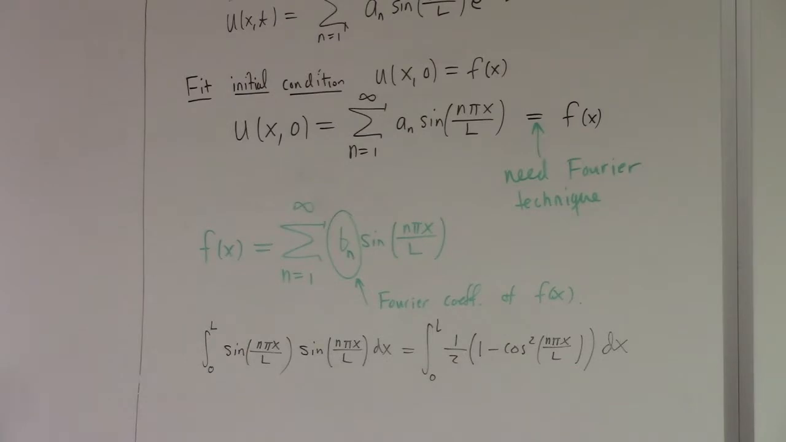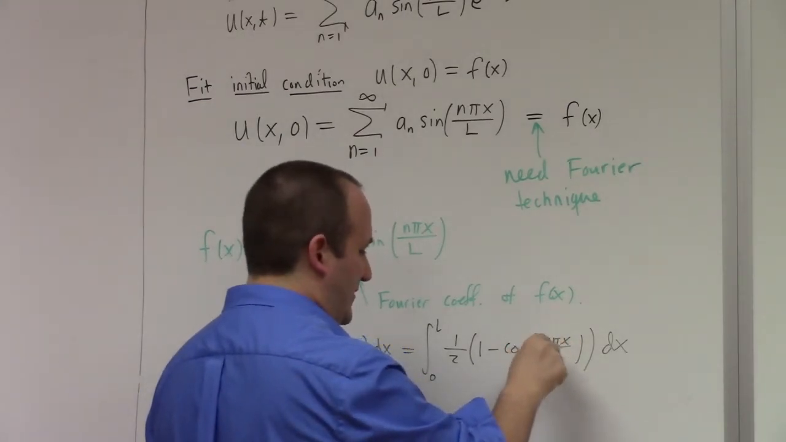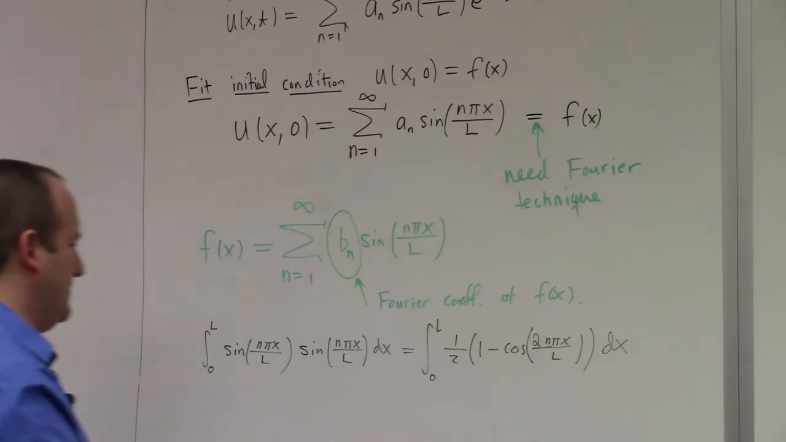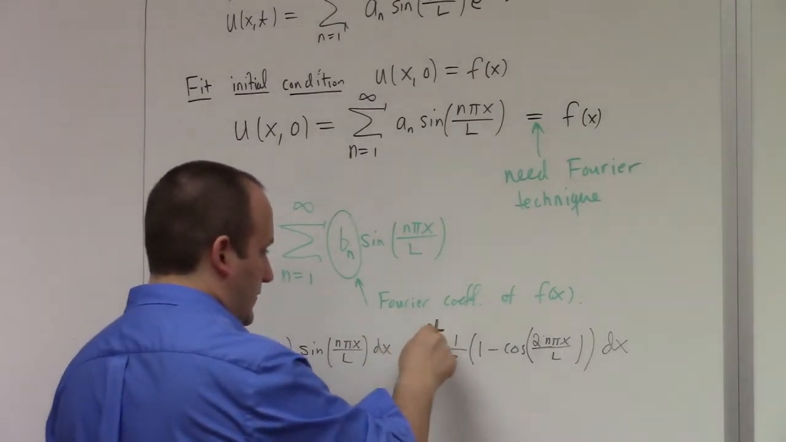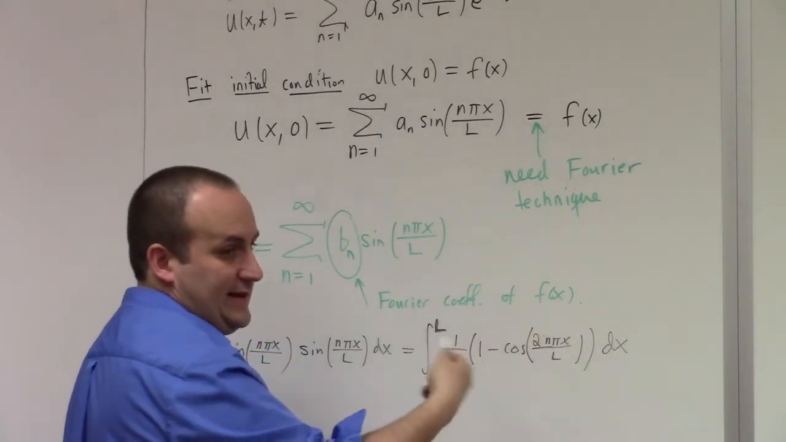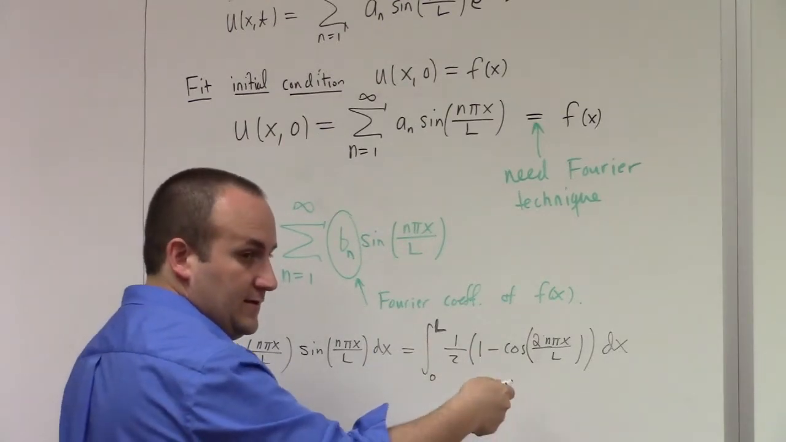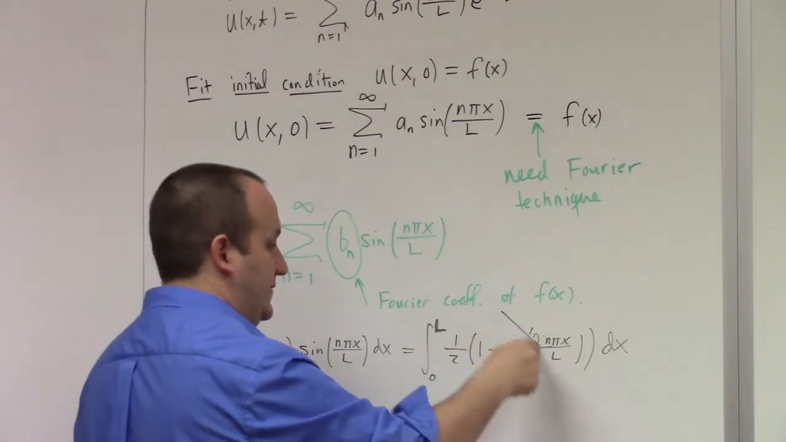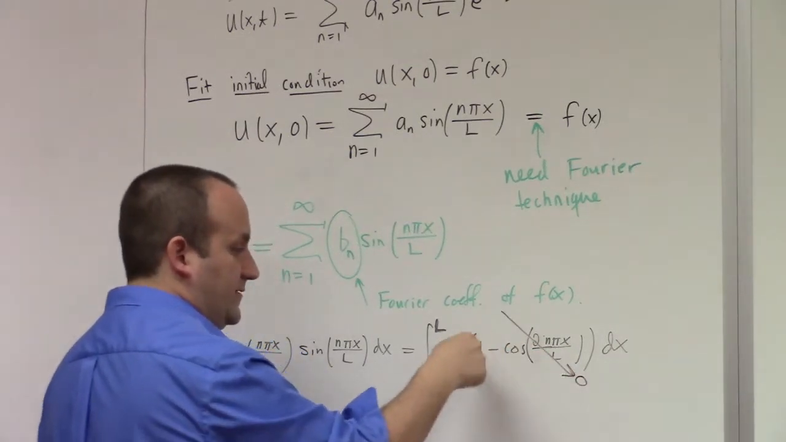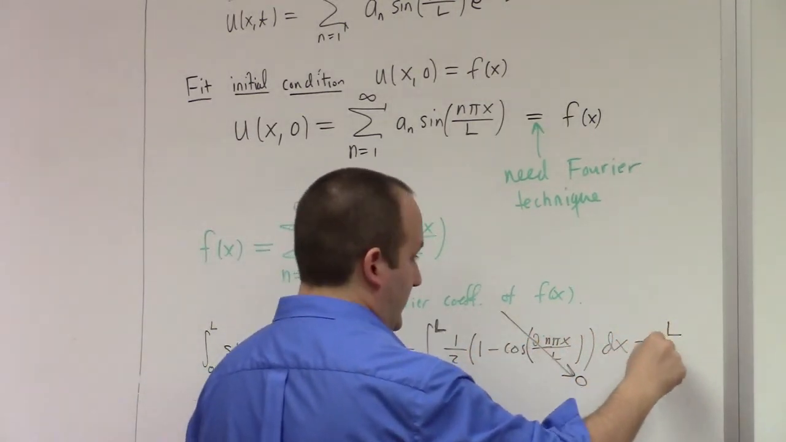Because that's sine squared, and that's the half angle formula for sine squared. It's not cosine squared, it's cosine of 2 n pi x over L. And then, of course, the cosine integrates to sine of 2n pi x over L. But when you plug in 0 and L into the integral of this term, you get 0. So that goes to 0, and you're just left with this 1, which gives me L over 2.